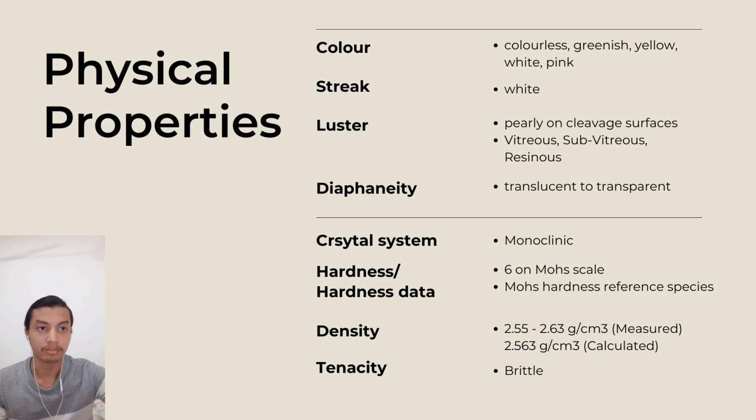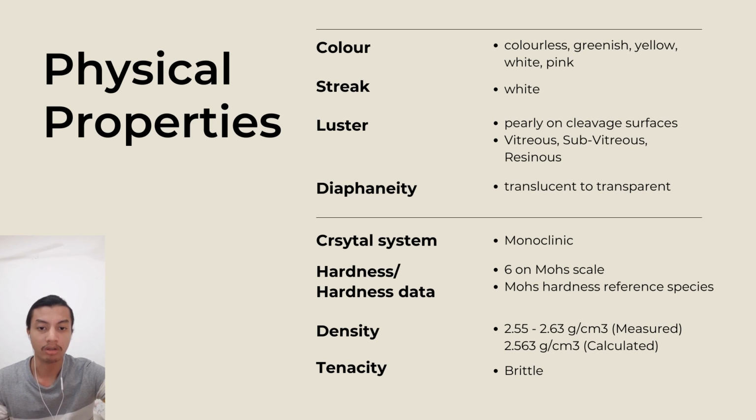Next is the hardness. The hardness data of the physical properties of orthoclase is also described, which sits on the Mohs scale. What is meant by the Mohs scale? The Mohs scale is the most important test for identifying mineral specimens. This test compares the resistance of other minerals and orthoclase. Orthoclase mineral sits on the Mohs scale.